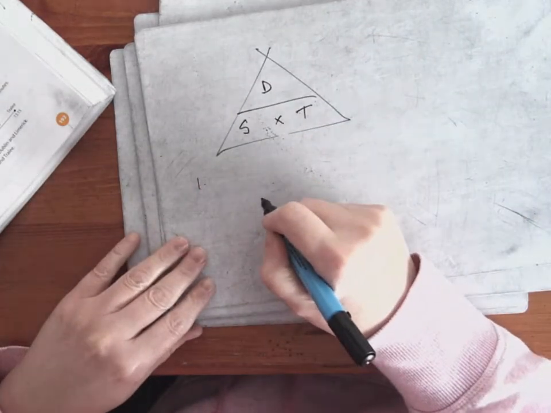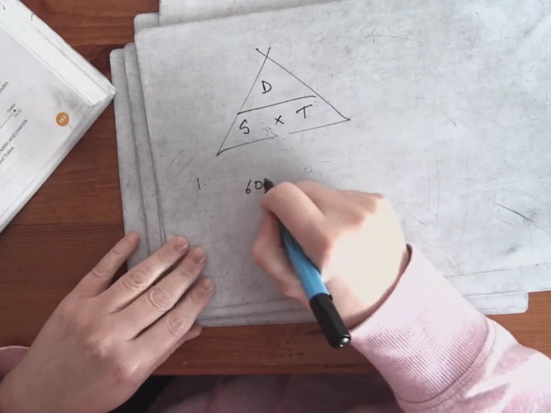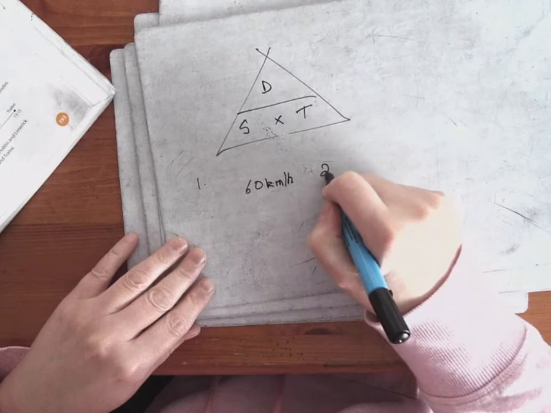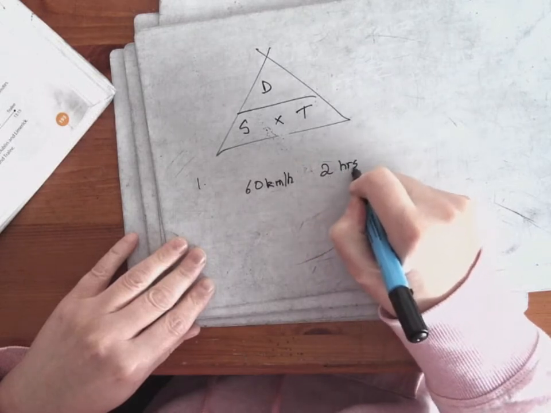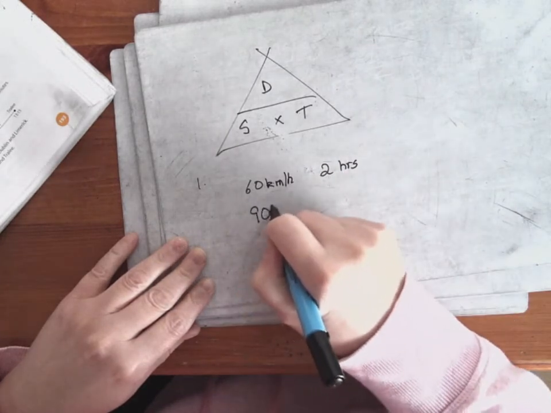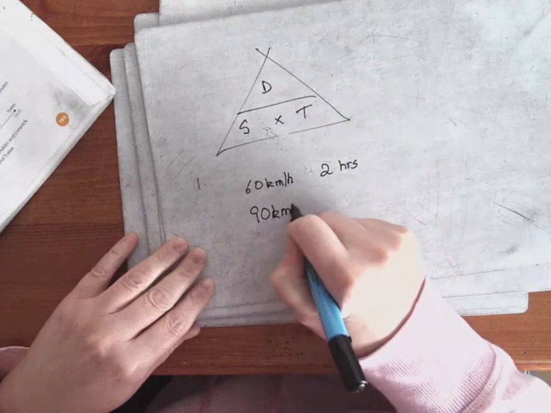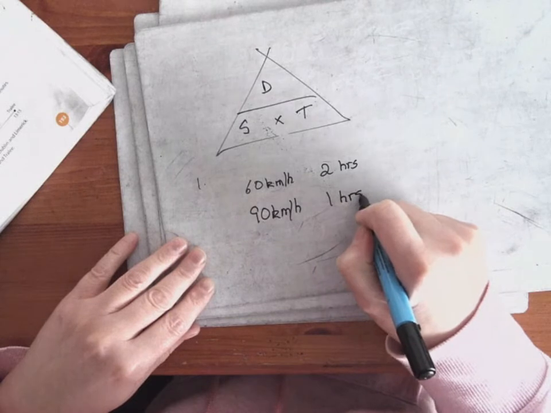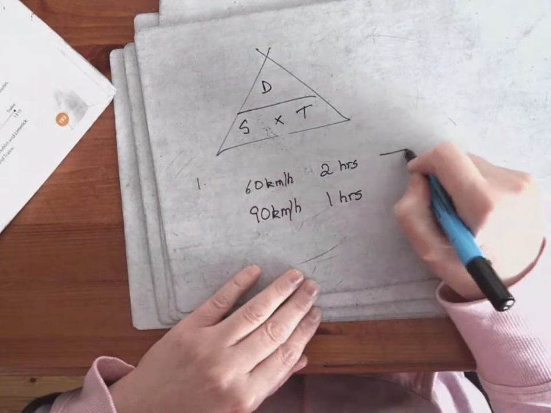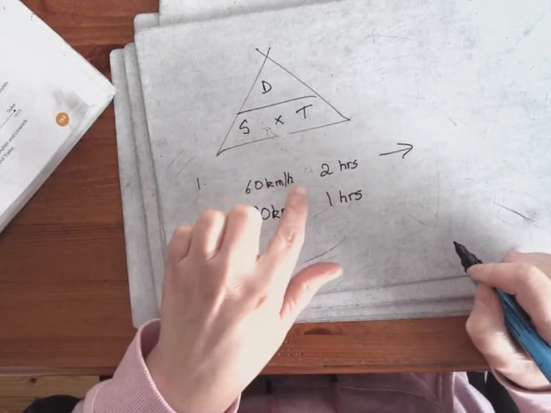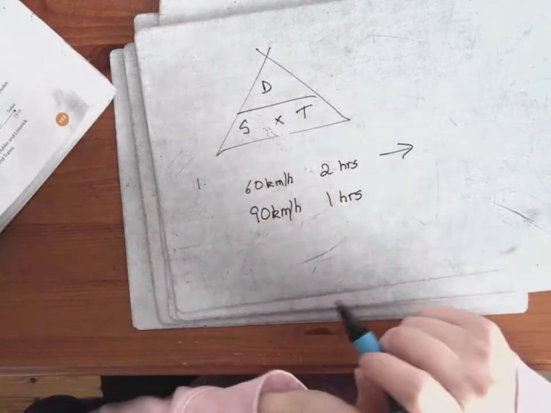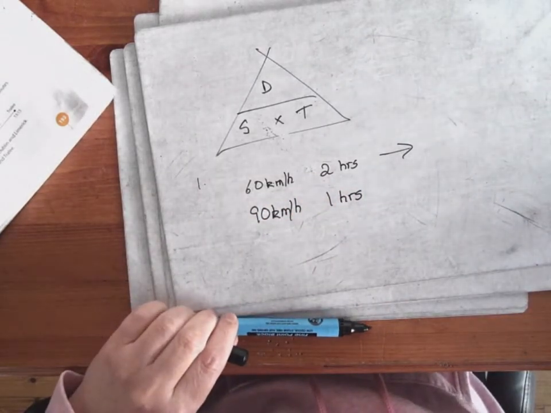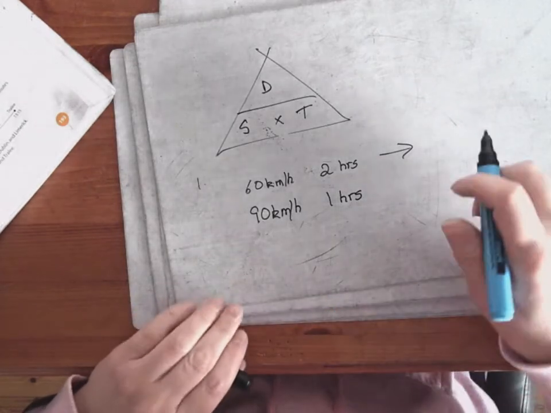A train travels 60 kilometers per hour for 2 hours. Then it goes 90 kilometers per hour for 1 hour. And then it wants its average speed over the entire journey. So if it was going 60 kilometers every hour for 2 hours, it went 60 and then another 60, so it travelled 120 kilometers.